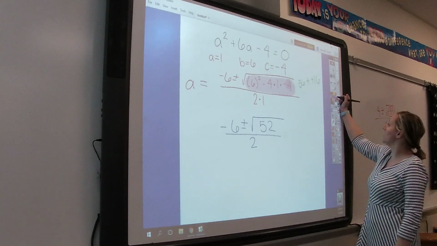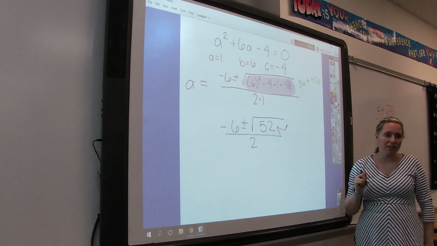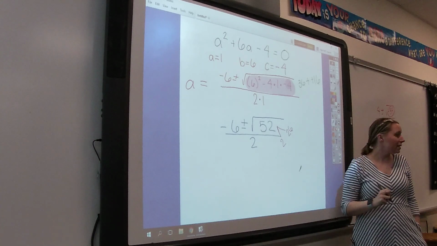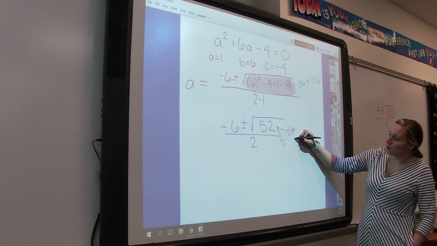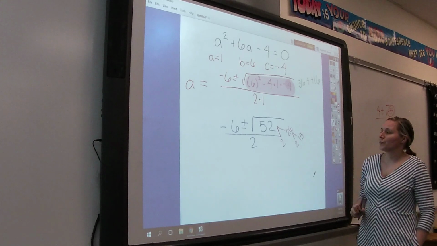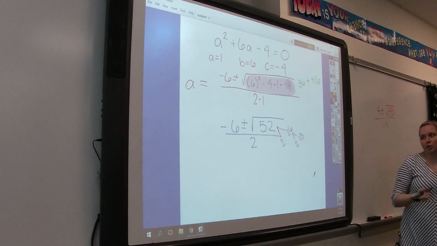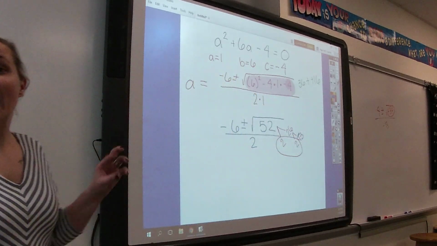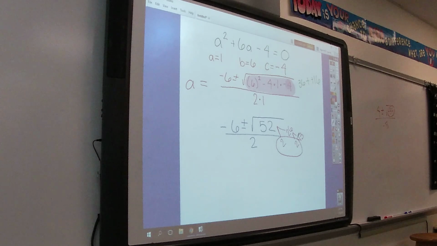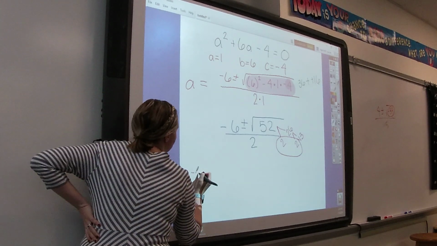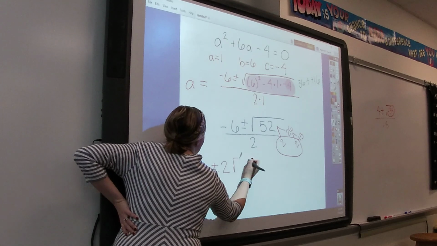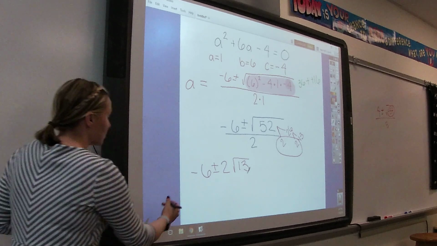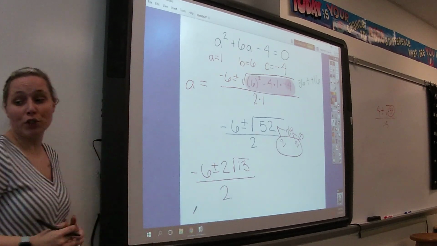So we'll start prime factoring. What goes into 52? 2. 2, sure. So 2 and 26. 26 we can split into 2 and 13. Do we have any pairs? Yes. Sure do. Okay, which means my square root of 52 can now be replaced with 2 square root 13. So I now have negative 6 plus or minus 2 square root 13 all over 2.